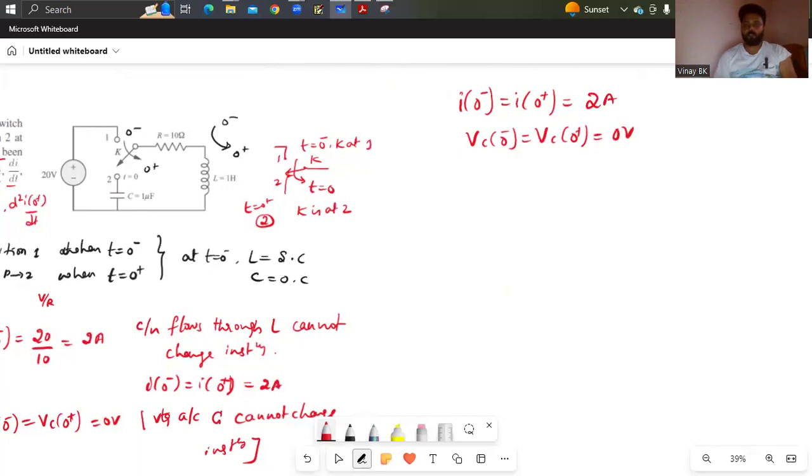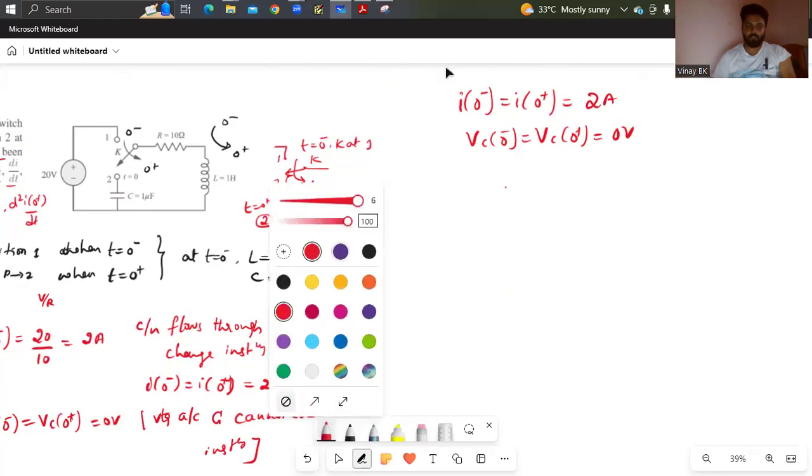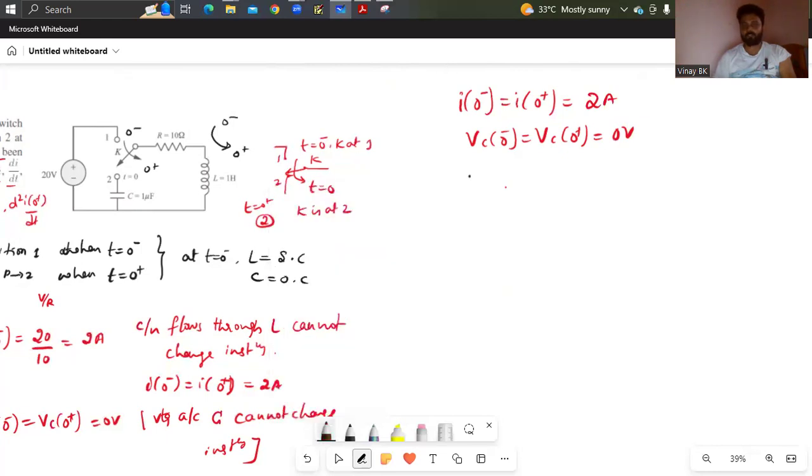So now, when the switch is at position 0 plus, to find the derivatives, that is di of 0 plus by dt and d square I of 0 plus by dt square, you need to write the equation. So when t equals 0 plus, the switch will be at position 2.